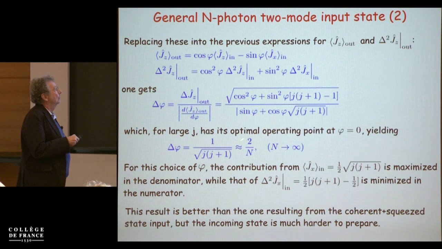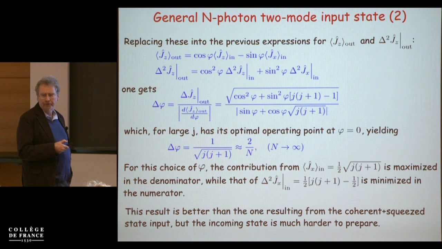And of course, this result is much better than the combination of a coherent plus squeezed state input, but this state is difficult to realize with photons. So that's why the other one is used.